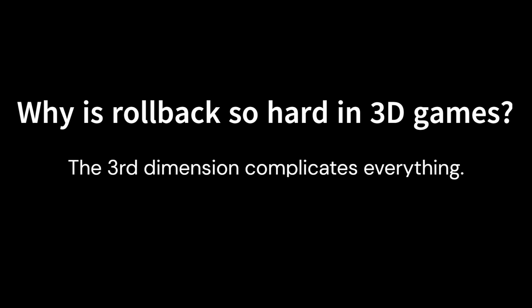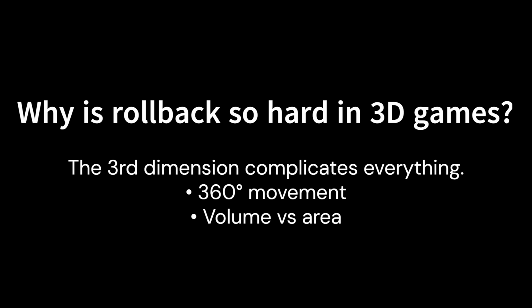Why is rollback netcode so hard in 3D fighting games? In short, everything is more complicated. 360-degree movement means rotational data. Hitbox collisions are now based on complex geometric volumes instead of just 2D rectangles. Rollback with all these mathematical calculations becomes a monumental task to make deterministic and performant. In simple terms, this means consistent and fast.